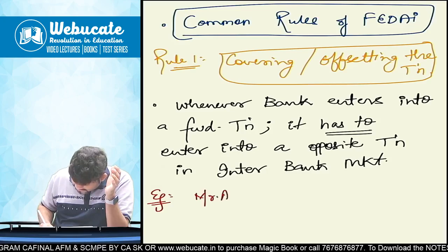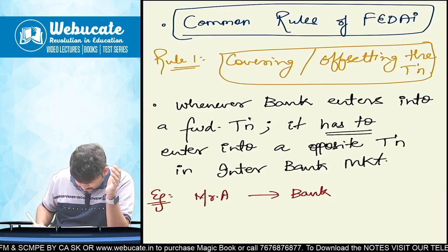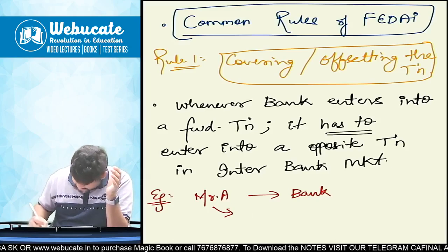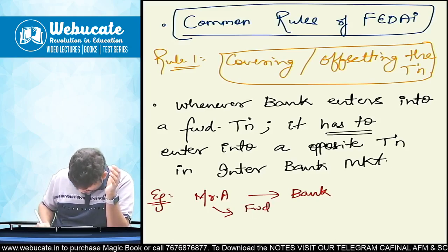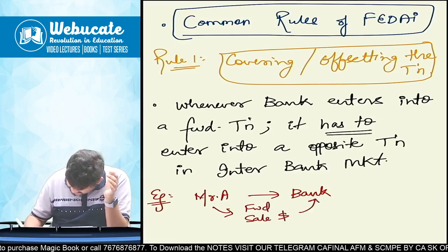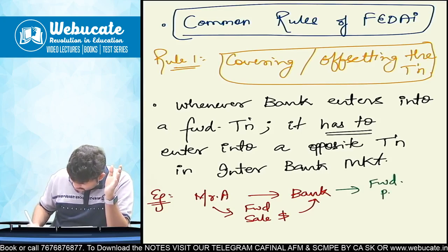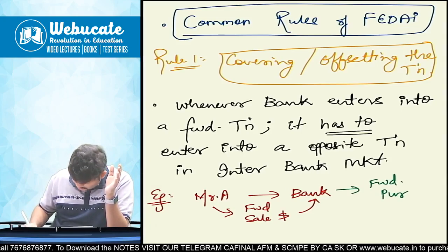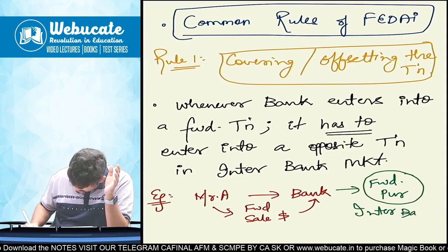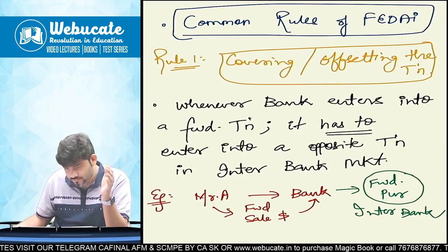Suppose Mr. A comes to the bank, he wants to sell dollars. Forward sale of dollars to the bank. So what will the bank do? How will the bank cover itself? Correct. It will enter into a forward purchase in the interbank market. Got it, guys?